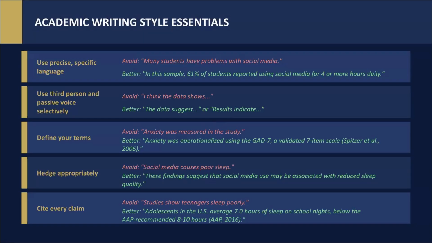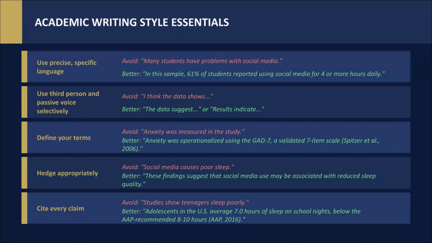So avoid saying things like, I think the data shows, because it shows a lack of confidence. So a better way is the data suggests, or we're saying something like results indicate. And then define your terms. Avoid saying things like anxiety was measured in the study. A better thing you could say is anxiety was operationalized using the GAD-7, a validated 7-item scale.